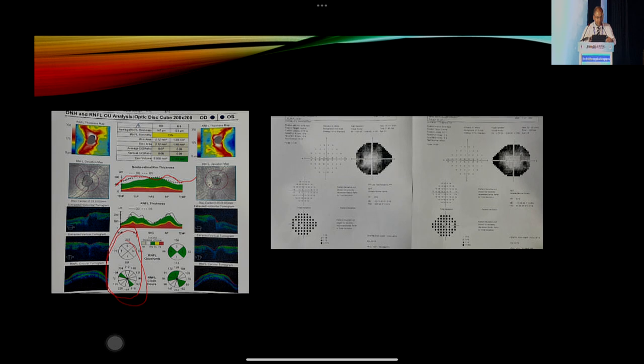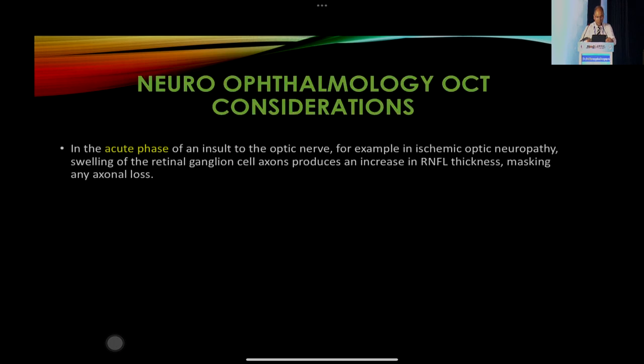And this is what the automated perimetry looks like. There is quite extensive damage here. So what are we looking at? Definitely not glaucoma. Just a couple of considerations.